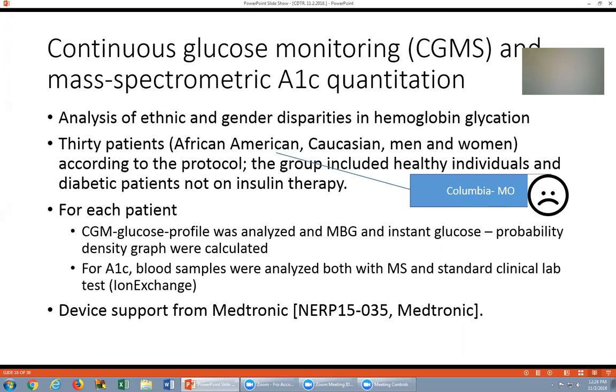So it was again a very good learning experience, and if anybody has an interest in looking at and has an African American population, we will be very happy to collaborate with that group and see what we can come up with.